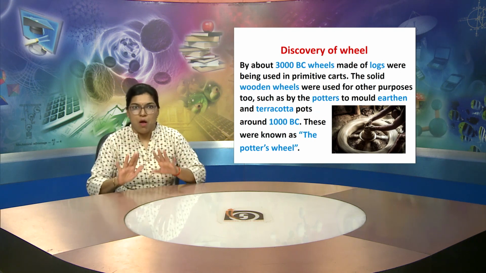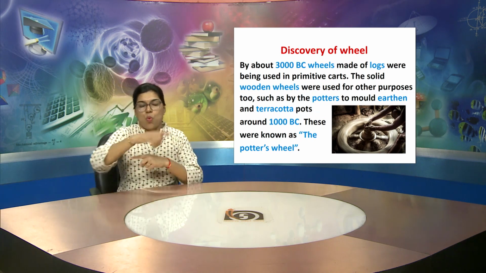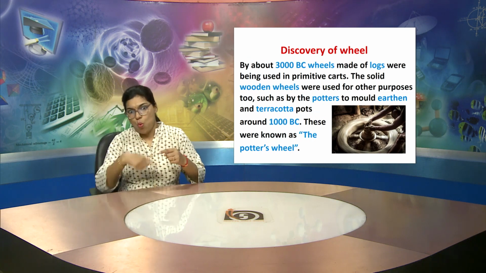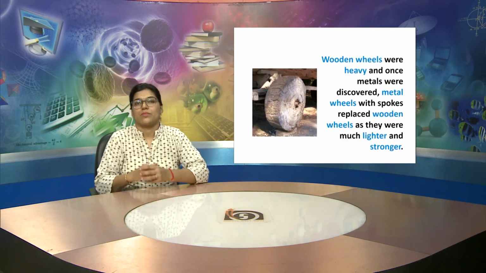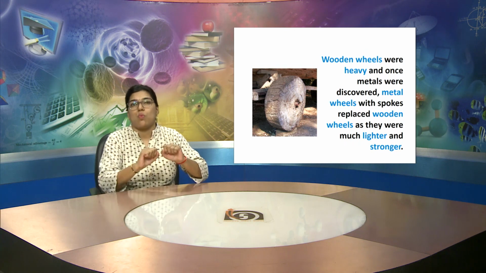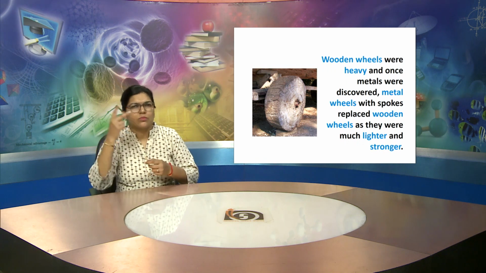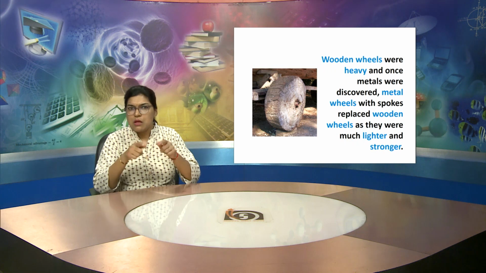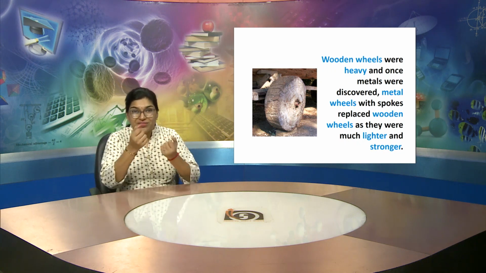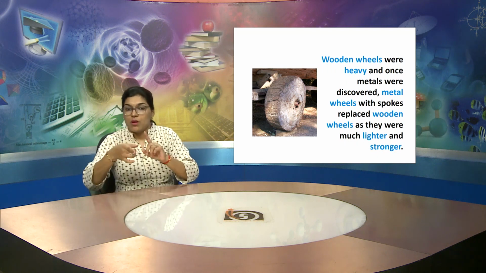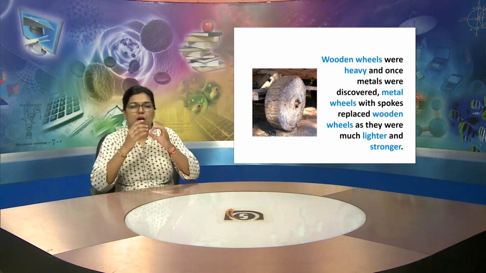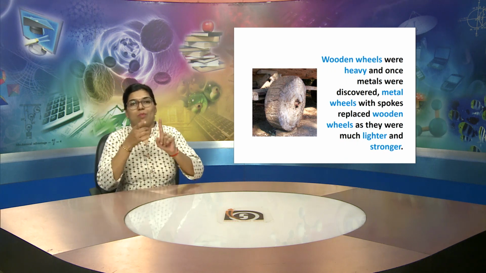It was around 1000 years BC, before Christ. And these were known as potter's wheels. So we call all these the discovery of the wheel that led to different inventions. You can see the image on screen. These wheels were actually very heavy wooden wheels. And later on, when metal was discovered, metal wheels with spokes replaced such wooden wheels because they were lighter and stronger compared to the wooden wheels, which were very heavy. So people now started using wheels made of metal with spokes.